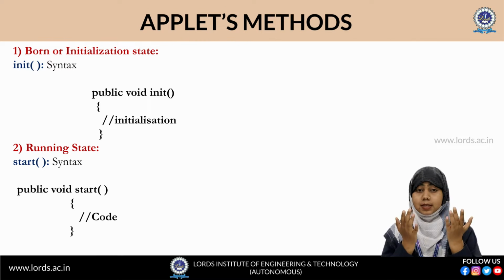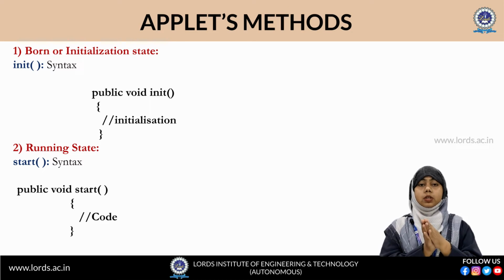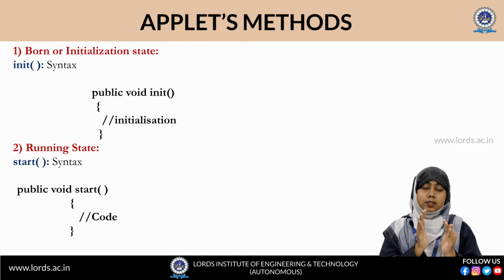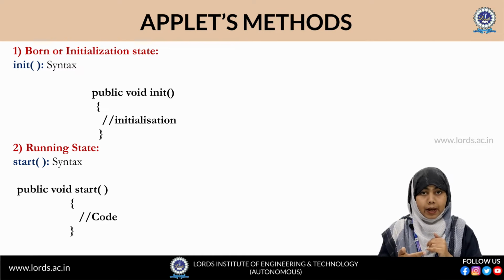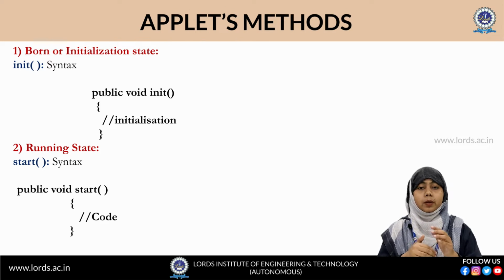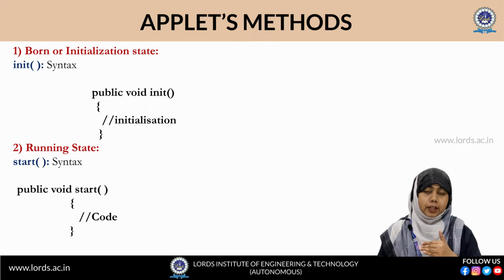Suppose, for example, as I have given earlier, the user is moving from one tab to another tab, from one web page to another web page. This particular applet would go into the halt state, right? For it to be resumed, to come into the running state again, we need to make use of the start method. Using the start method, it can be resumed n number of times.